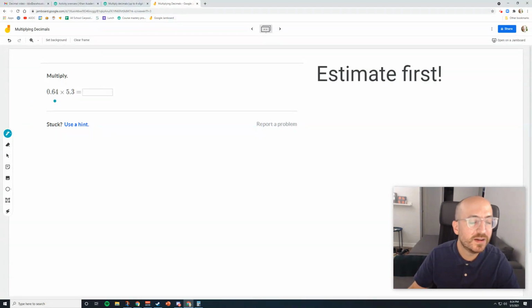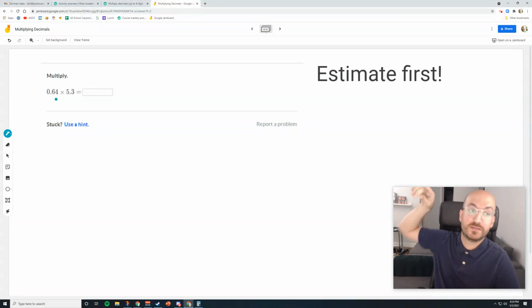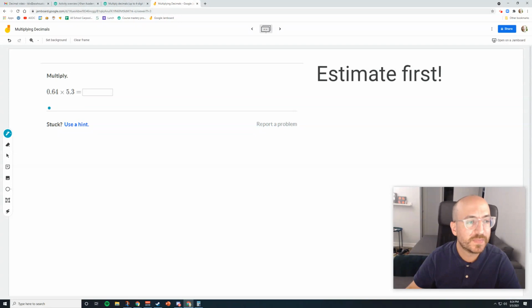Okay, here we have 64 hundredths times 5.3. And you know what I would estimate? Well, this is less than 1. So like 1 times 5 would be 5. This is less than that. So we're going to have less than 1 times 5. It's going to be less than 5. So your estimate could be, I know it's less than 5.